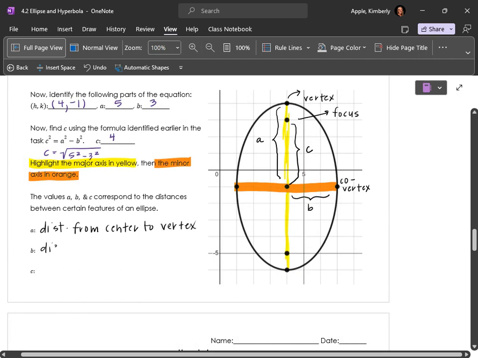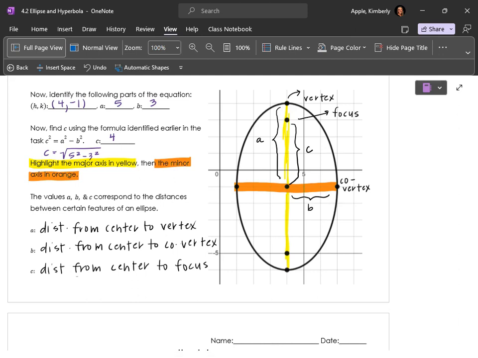B is the distance from the center to the what? Co-vertex. And C is the distance from the center to the focus. Very good. So all of these kind of branch out from the center. And you can find all of these other structures by moving up and down or left and right from the center, A, B, or C units.